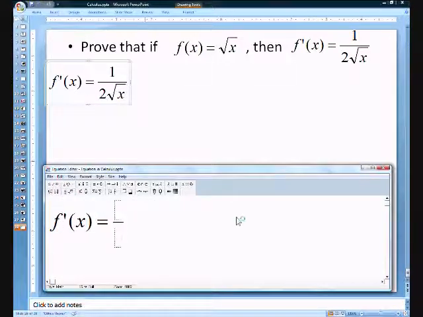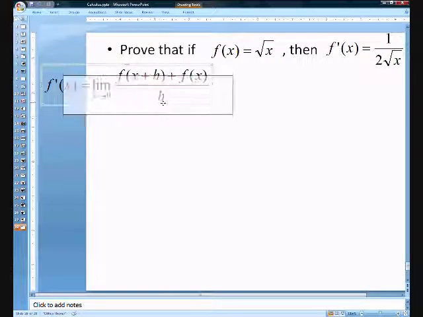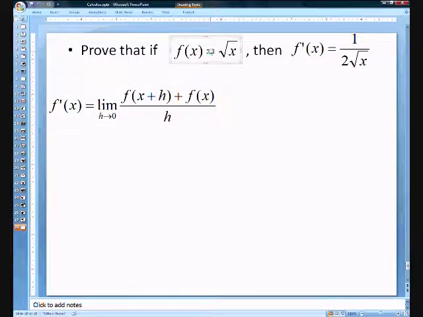Alright, so this is going to be again the limit as h approaches 0. And we're going to use the quotient function here. There we go. So now all we have to do is plug this f of x into this formula.